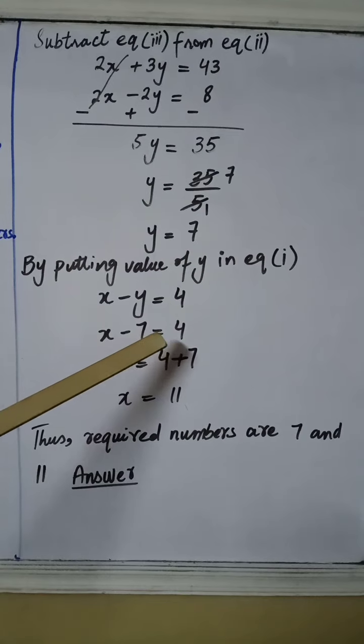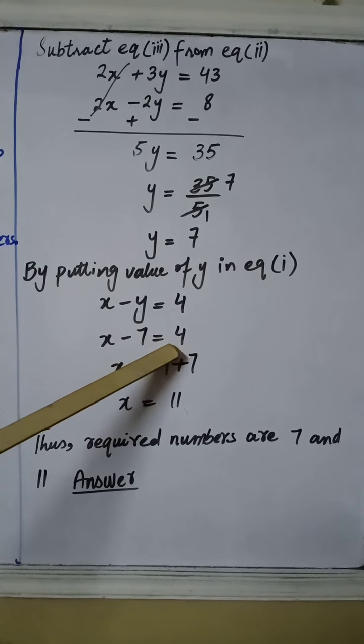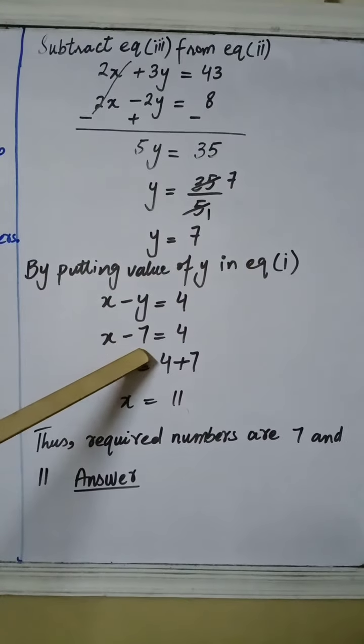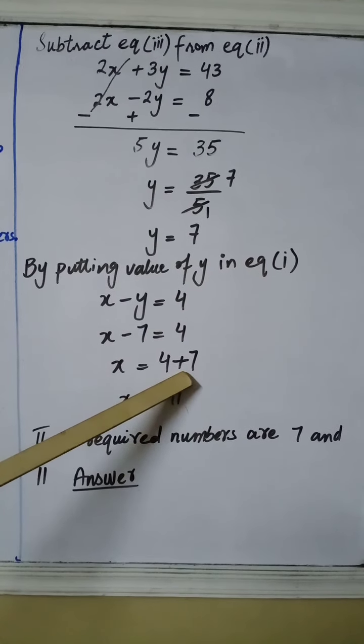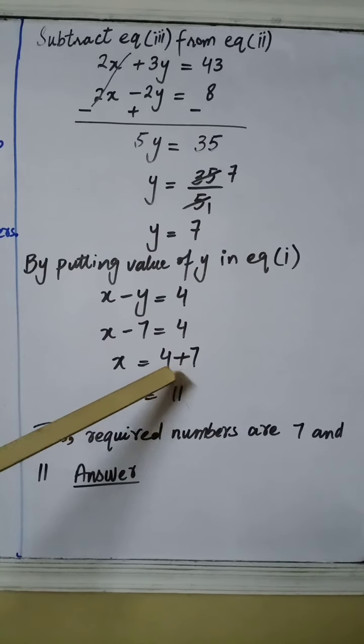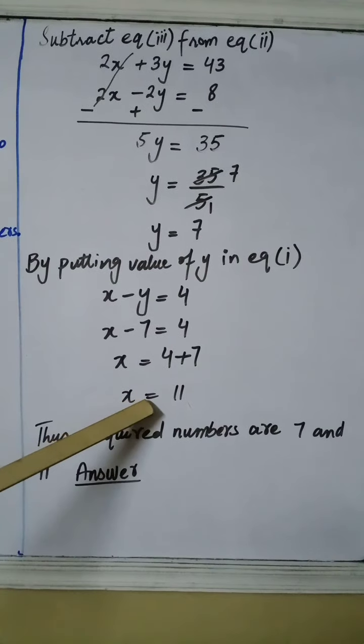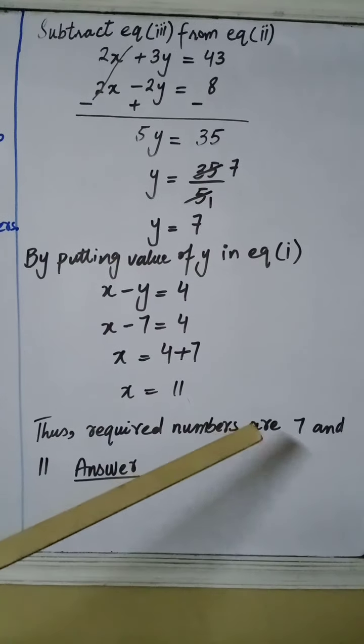x minus 7 is equal to 4. Here 7 is in minus form. When put on the other side it must be added. So x is equal to 4 plus 7. x is equal to 11. Thus the required numbers are 7 and 11.